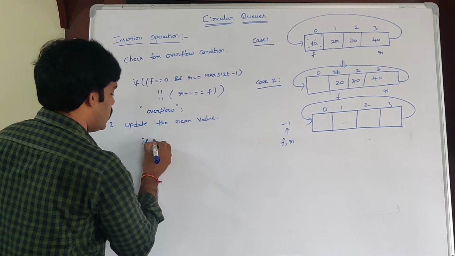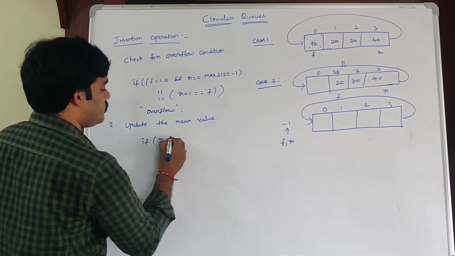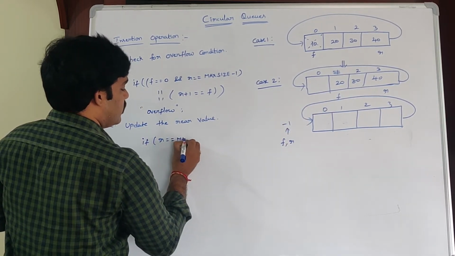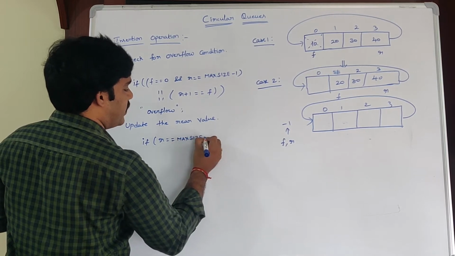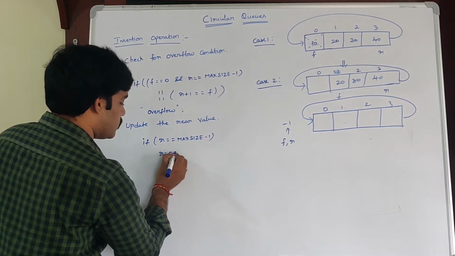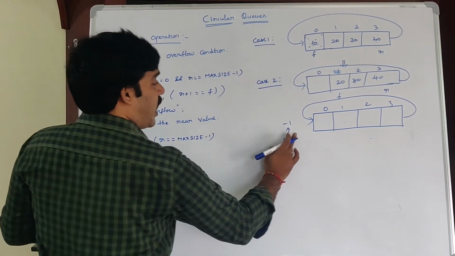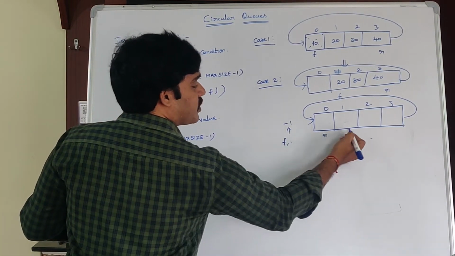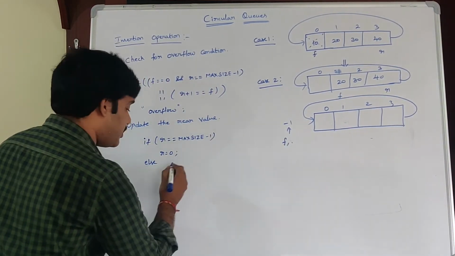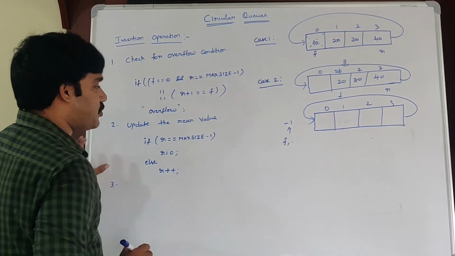If R is equal to max size minus 1, if rear reaches max size minus 1, then reset that to 0. Else, assume that R is here. If you want to insert, simply update the rear pointer and insert an element into the queue data structure, that is circular queue data structure. Else R plus plus. This is the way to update the rear value.